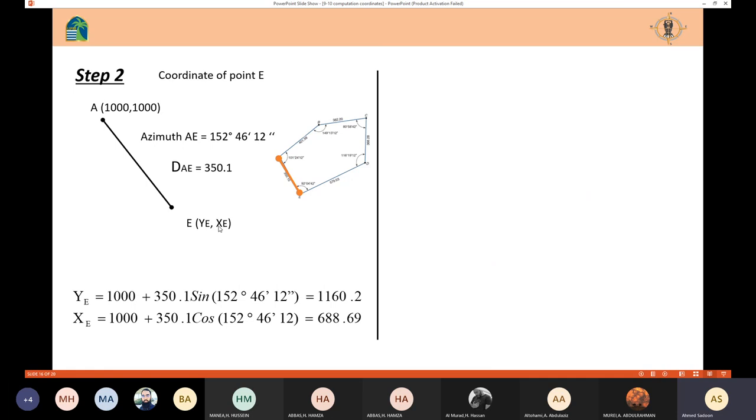Also, we can determine the value of XE. The value of XE is gonna be the value of XA, which is given here, plus the distance, which is given, times cosine the azimuth. The value of the azimuth is here. So now I determine the coordinate of the point E. Now I need to go for the next point, which is D. I need to determine the coordinate of the point D.